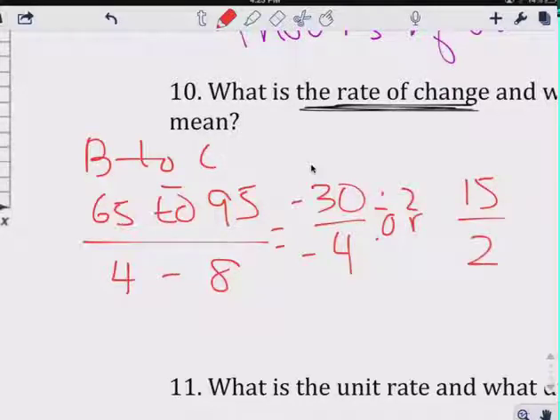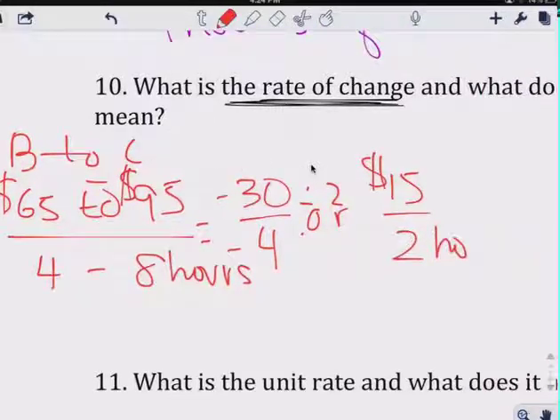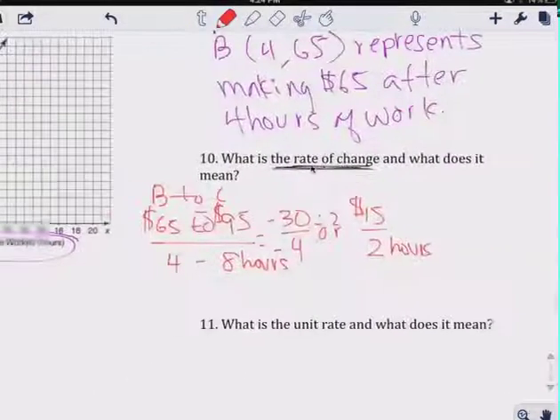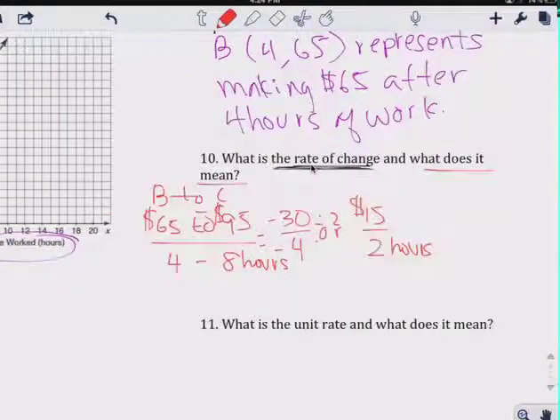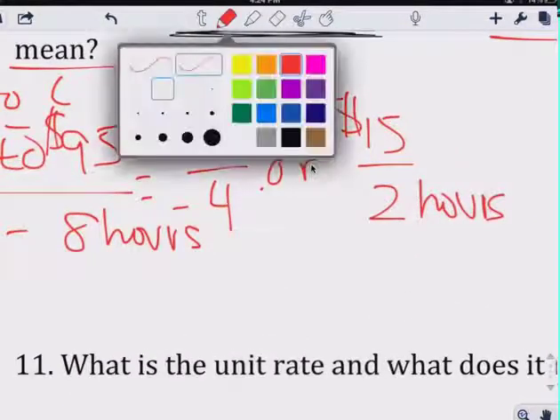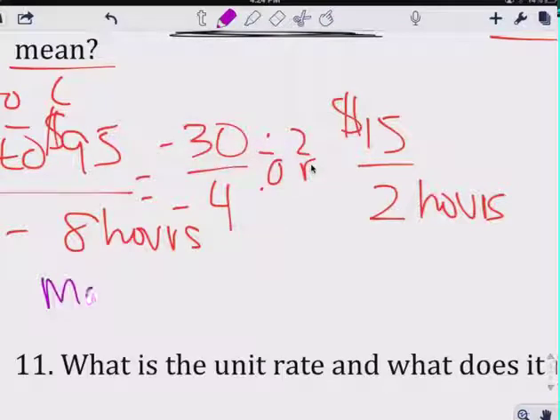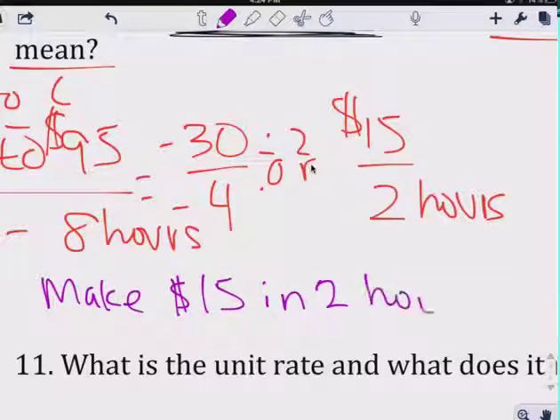What does that mean? This is the dollar amount you earn over the number of hours. So $15 for 2 hours. You're supposed to, what does it mean? It means you make $15. You made $15 in 2 hours of work.